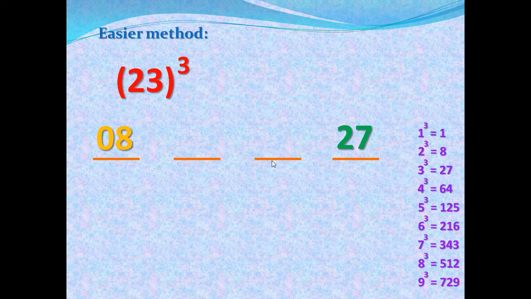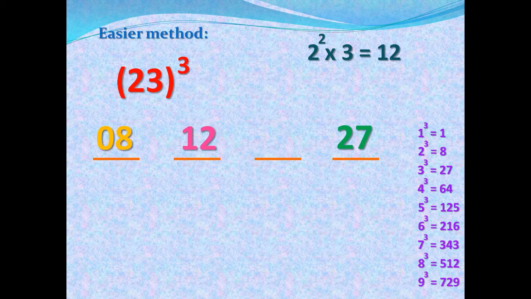Now what about these two? Now let's see about the second place. This second place will be filled with, you can see here, the square of the first digit into the next digit, meaning 2 square into 3. Okay, we got 12. We write 12 in the second place.